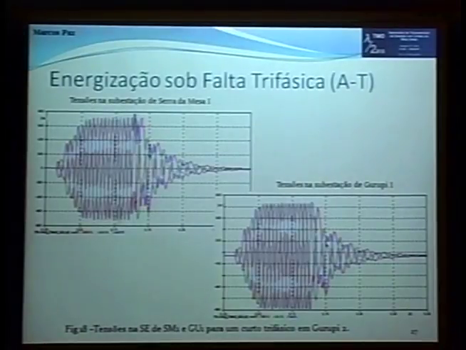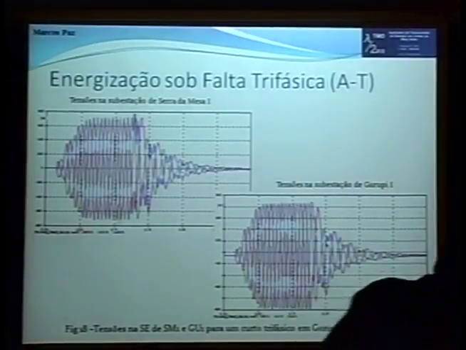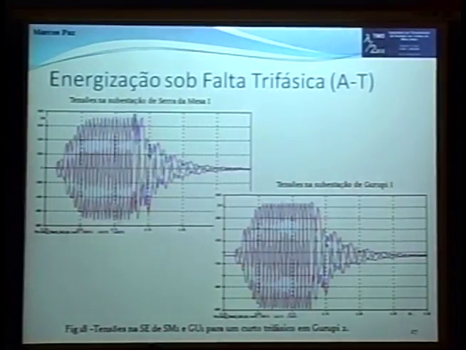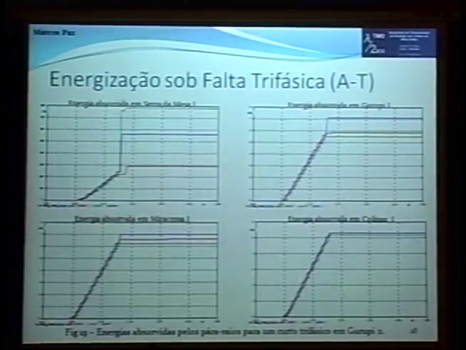Here we have some graphs I included to present the behavior of the voltage for a fault located in the average point of the critical region, which is Gurupi. The voltages in Serra da Mesa are limited by the work of the surge arresters. And in the same way, the voltages in the substation of Gurupi are also limited by the surge arresters.